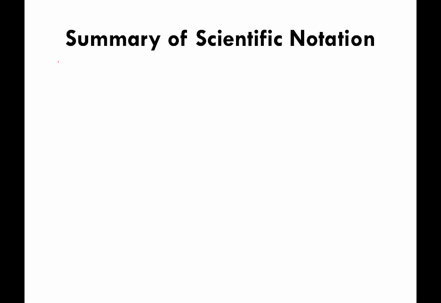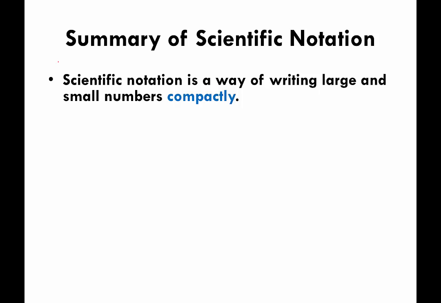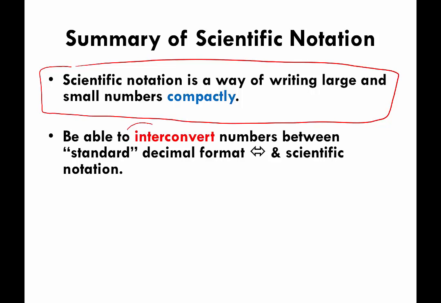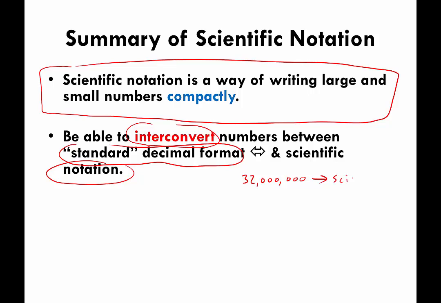All right, here's a summary of scientific notation. Just in case your eyes haven't glazed over yet, scientific notation is a way of writing big numbers and small numbers compactly. That's basically what it's for. What I want you to be able to do is interconvert between the standard way that we write numbers and scientific notation, backwards and forwards. So if I give you the number 32 million, you have to be able to turn that into scientific notation. Or if I give you 5 times 10 to the 92 power, you need to be able to convert that into standard format. You have to be able to go in both directions.